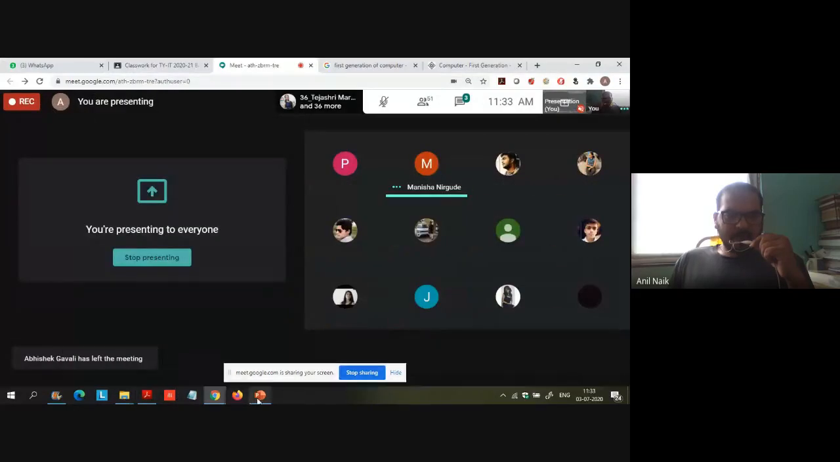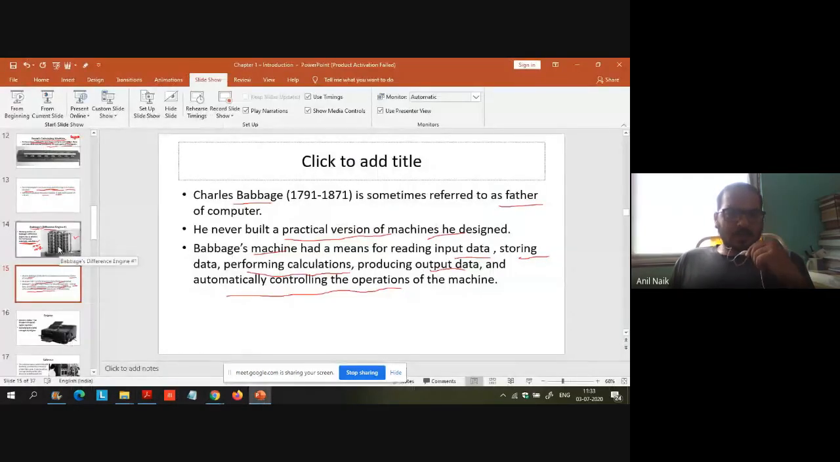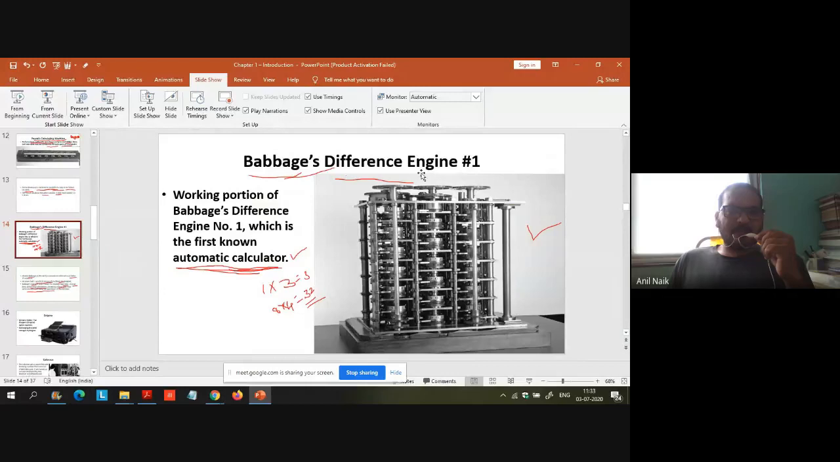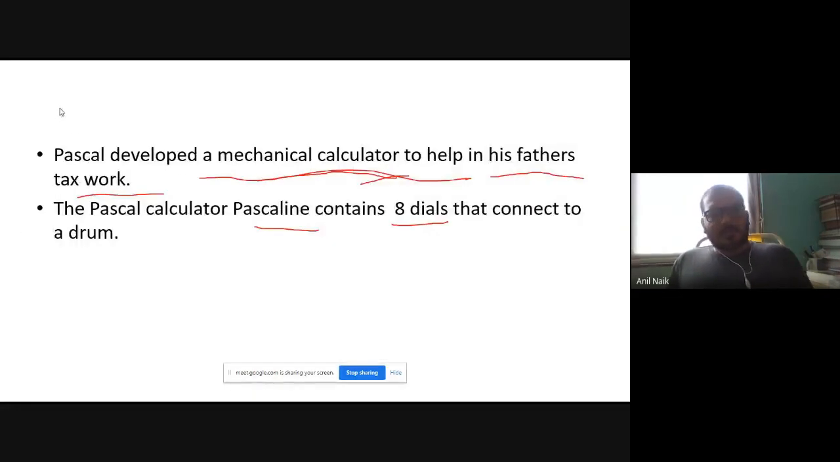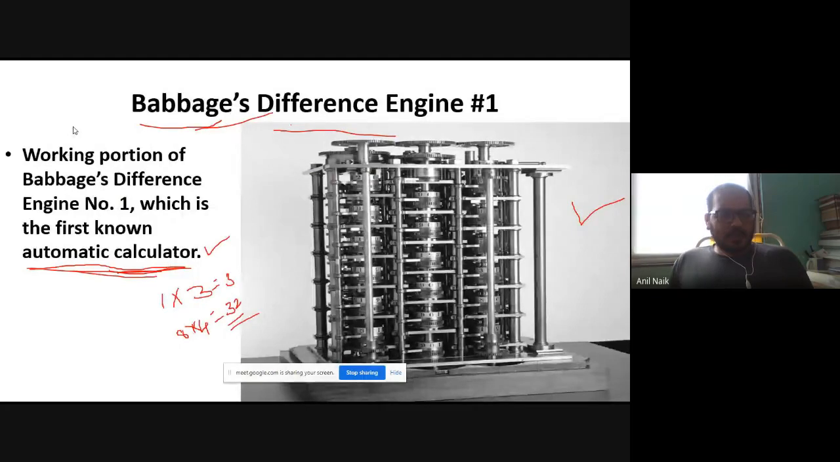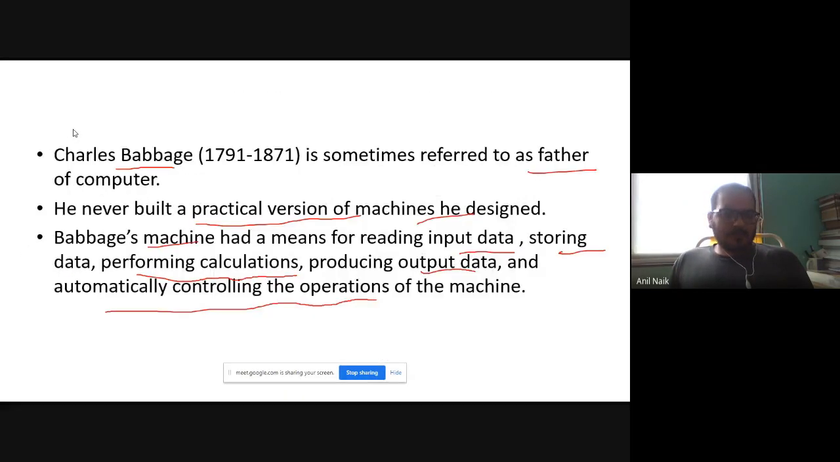Okay. So we were discussing the Babbage difference engine. It was an automatic calculator developed by the concept of Charles Babbage. It is used to take the input, process the data, and it produces the output.